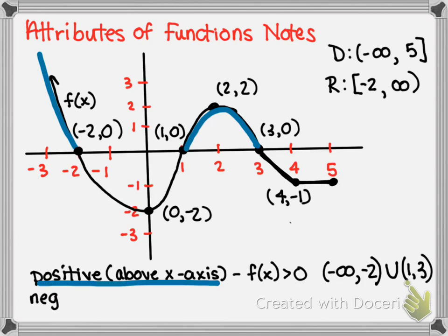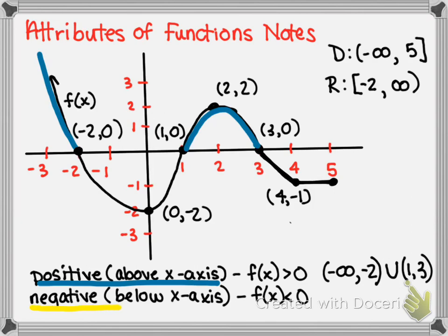Next, we're going to list where the graph is negative, and that would be below the x-axis. And that's going to happen when f of x is less than 0. So let's use a different highlighter and highlight that. So the yellow is where the graph is negative. Okay, so let's give the intervals of x where the graph is negative.